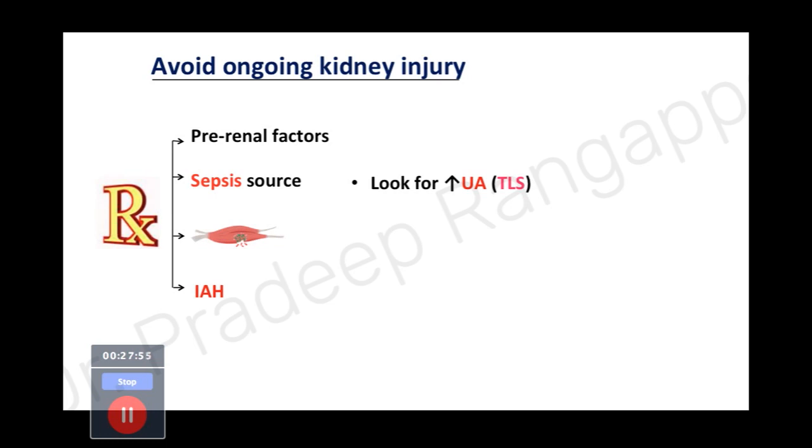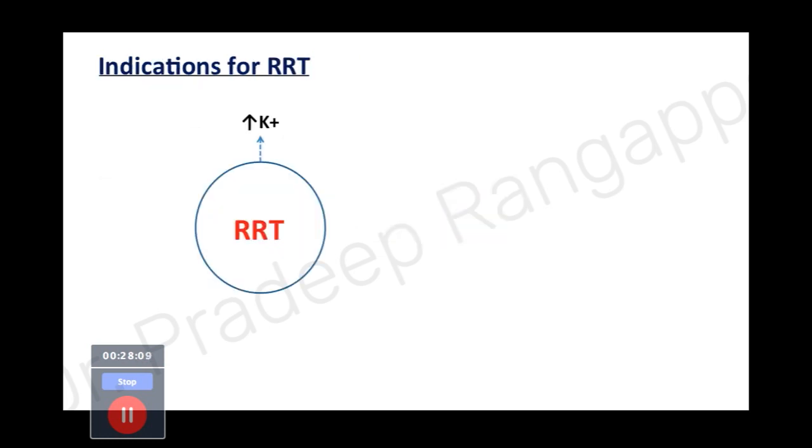And look for increased uric acid, because uric acid may also be an indicator that the patient is developing tumor lysis syndrome if they have an underlying malignancy. And most importantly, avoid all nephrotoxic drugs to prevent worsening of AKI. So now, having done all the good things, you have treated sepsis well, you have taken care of hypovolemia, you have maintained good MAP, and you have looked into all other variables that may be contributing. You have looked at nephrotoxics. Still, the patient has deteriorated. And when would you say that the patient needs RRT?